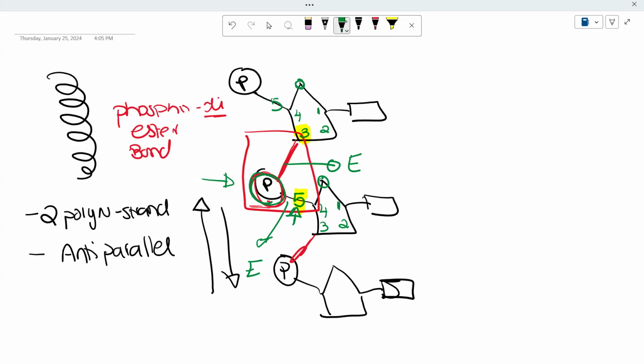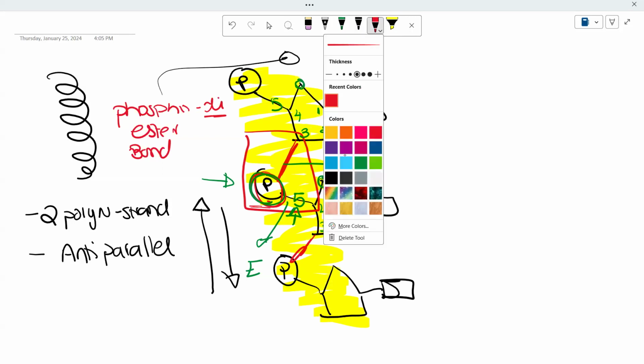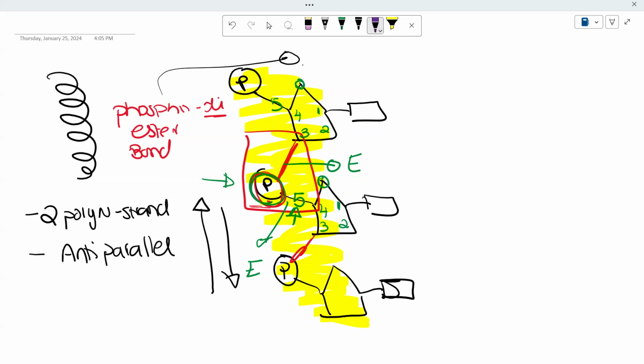Now, why is this bond very important? Because this bond connects the nucleotides together, and it will create the sugar phosphate backbone. This is the sugar phosphate backbone of the DNA molecule. Okay? And this bond is catalyzed by an enzyme. What is the name of the enzyme? Who will remind me? Mariam. Polymerase. Very good. The DNA polymerase enzyme.